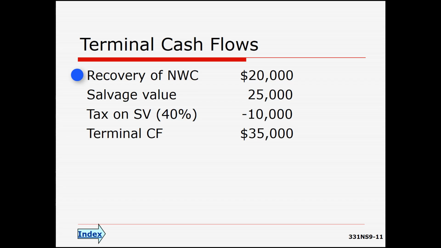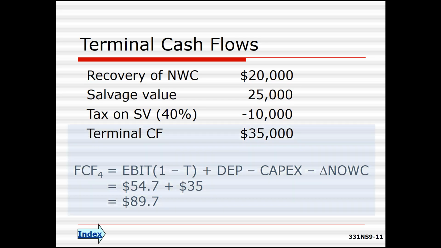We recover all investment in net working capital in the final year of a project, so the $20,000 is an inflow in year 4. We were given that the equipment would be worth $25,000 at the end of the project. Since it was depreciated to zero book value, the entire $25,000 is a taxable gain at 40%, $10,000 tax. Net salvage equals $25,000 minus $10,000, $15,000. Terminal cash flow, $35,000. This terminal cash flow is added to the operating cash flow in year 4.